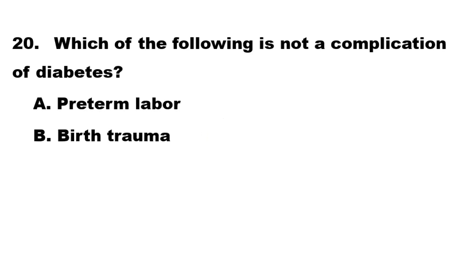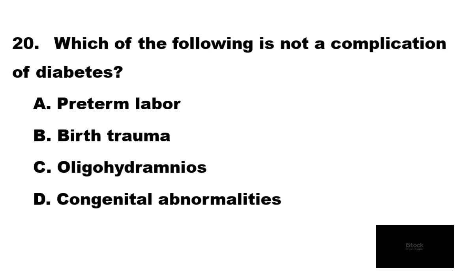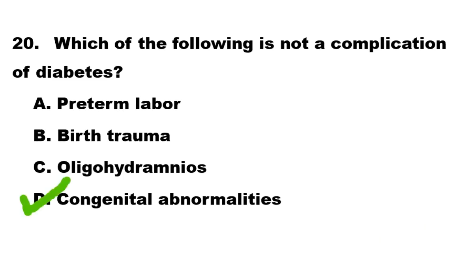The next question, which of the following is not a complication of diabetes? A. Preterm labor. B. Birth trauma. C. Oligohydramnios. D. Congenital abnormalities. The correct answer is congenital abnormalities.